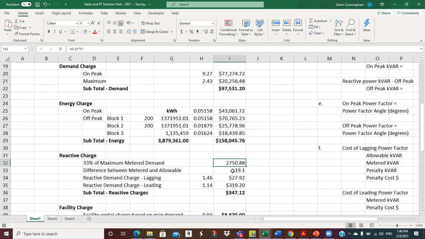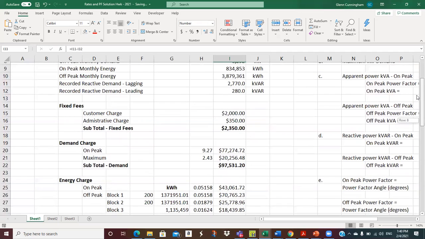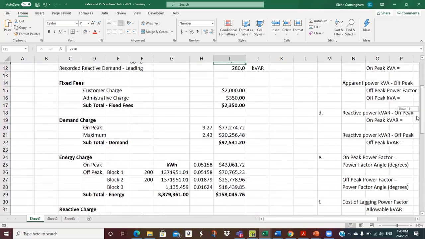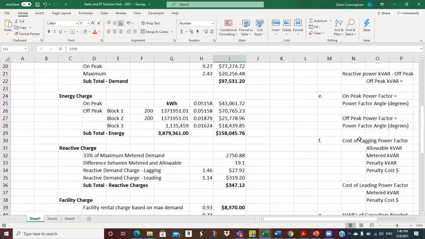Then you subtract that from the actual, and the actual was 2,770 up here. So we're pretty close. On the sheet, the power factor is 94 point something, so you know it's not going to be 94.9. They're just right there, so they may already have corrected. Anyway, the difference is 19.1 times $1.46, so their charge is not quite $28. Not much of a penalty on the lagging.